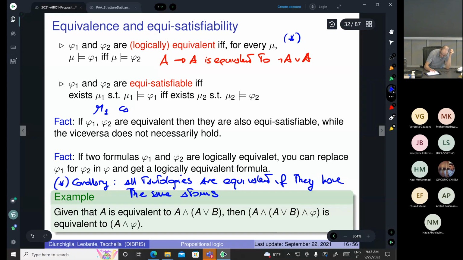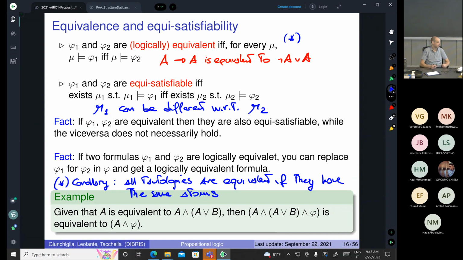Mu1 can be different with respect to mu2, okay? They don't need to assign the same variables. So clearly, if two formulas are equivalent, given the definition, they are also equisatisfiable. Just take mu1 and mu2 to be the same assignment.